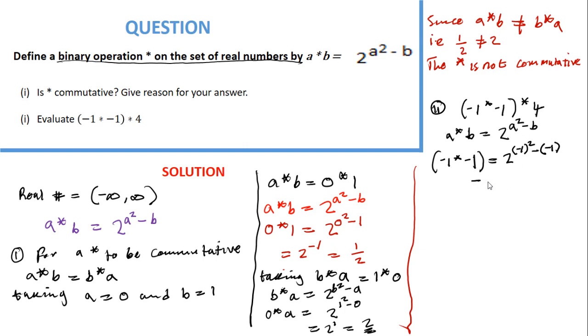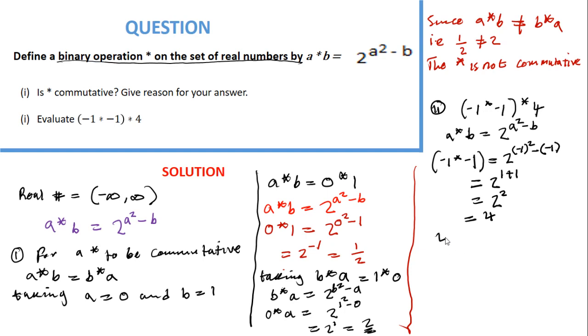So after you do that, you know that -1 squared is simply 1, and then -1 times negative is going to be positive, which is positive 1. So this will simply be 2 to the power 2. So 2 to the power 2 is simply what? Is simply 4.